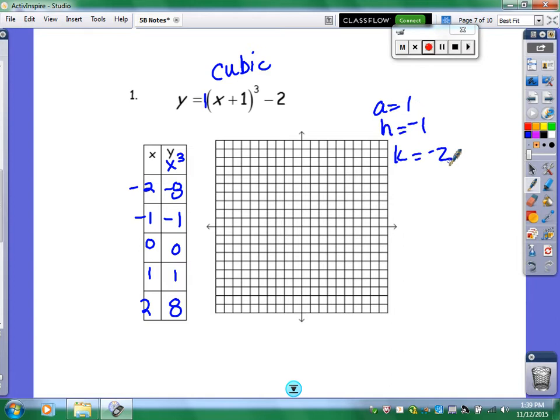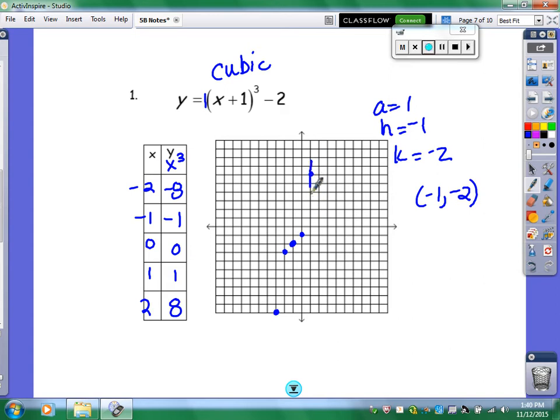All right, so we're going to start counting from negative 1, negative 2. It's no longer called a vertex, but it's where we're going to start counting from. So graph negative 1, negative 2, and we're going to start counting our parent points from there. So we're going to go left 2, down 8, left 1, down 1, 0, 0, right 1, up 1, and right 2, up 8.